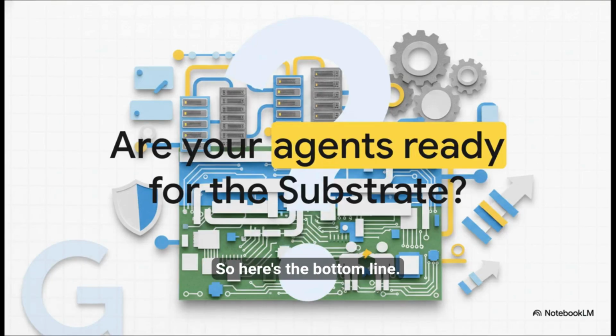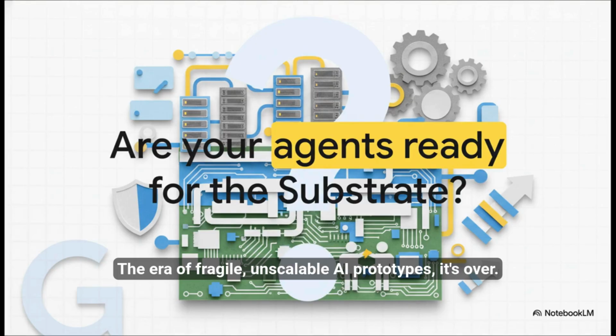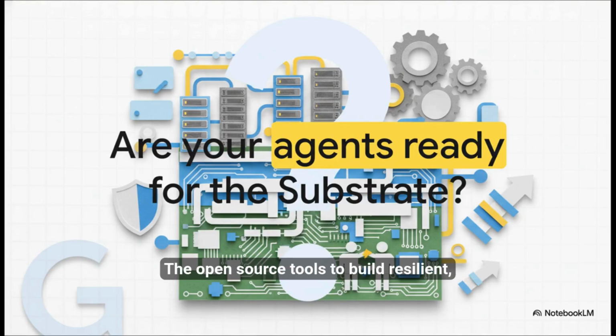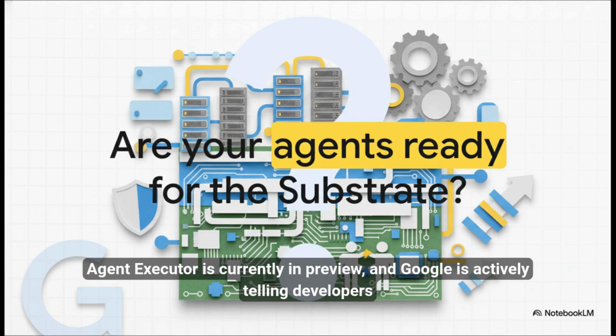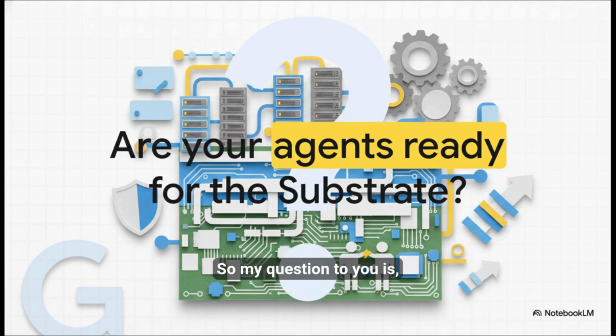So here's the bottom line. The era of fragile, unscalable AI prototypes, it's over. The open source tools to build resilient, distributed, enterprise-grade agents are sitting right in front of us. Agent Executor is currently in preview, and Google is actively telling developers to jump in and test it out. So my question to you is, are your agents ready for the substrate?